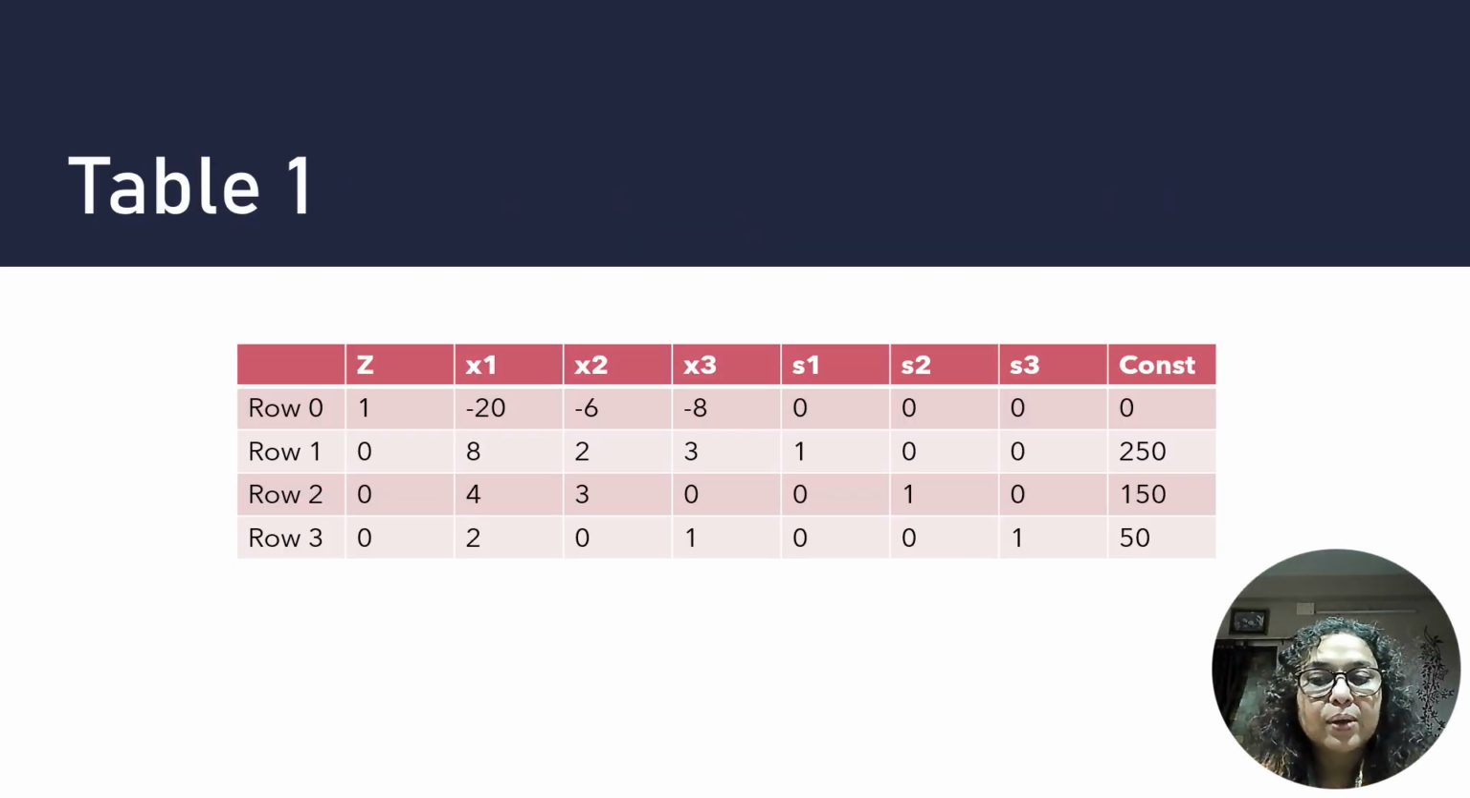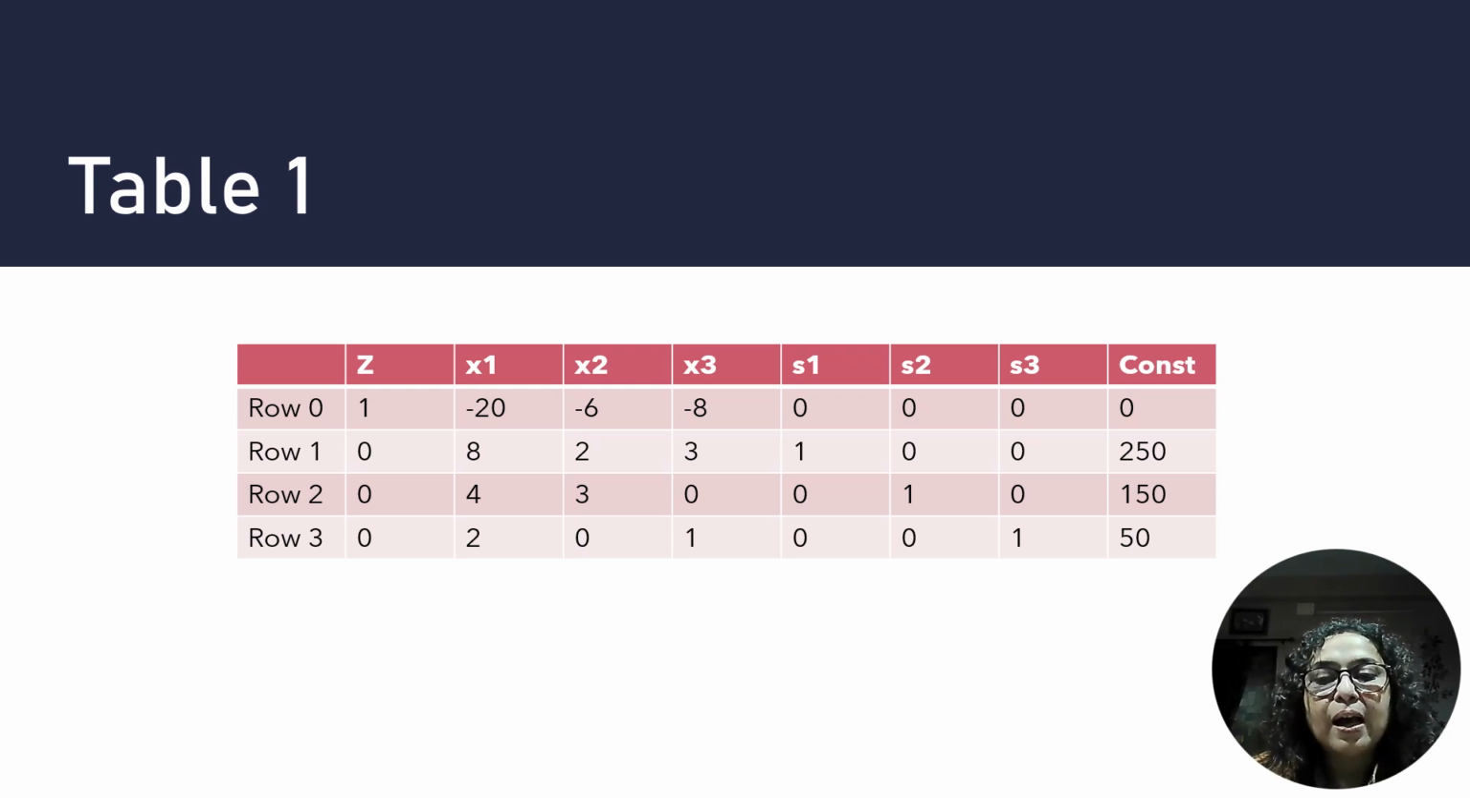Okay, so now I come to this table and we can see that the matrix that we had written is now represented in this tabular form. And here row 0 shows the coefficients of the objective function, and rows 1, 2, 3 show the coefficients of the constraints. And the right hand column shows all the constants.